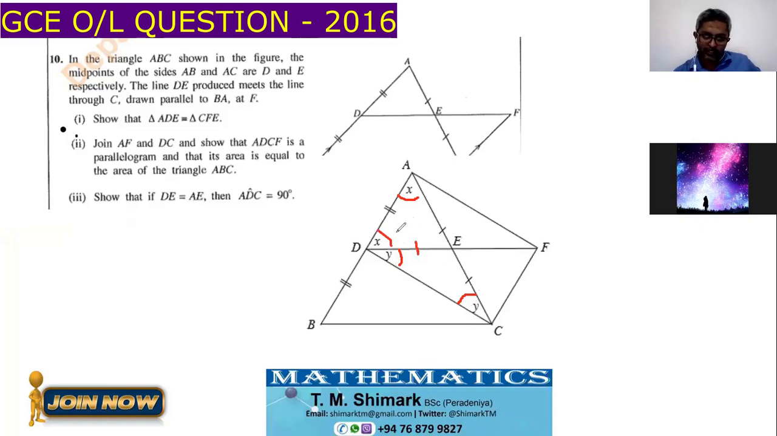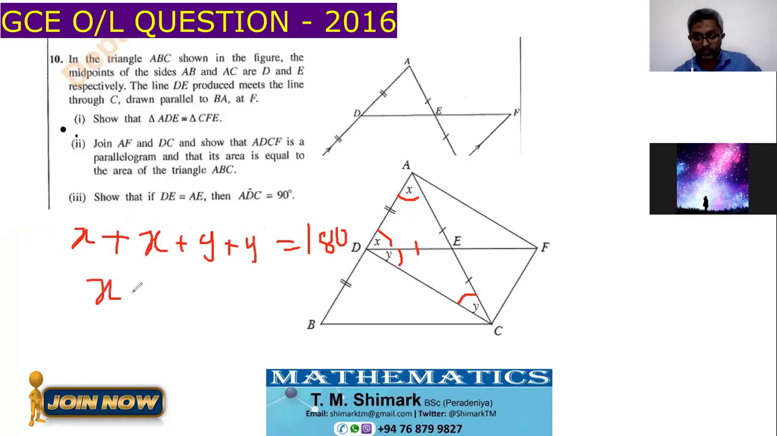So that will give us, all together, x plus y plus x plus y, equals 180, right? So 2x plus 2y equals 180. So x plus y equals 90 degrees. So that's the answer. X plus y equals 90 degrees was the thing that they wanted to show.